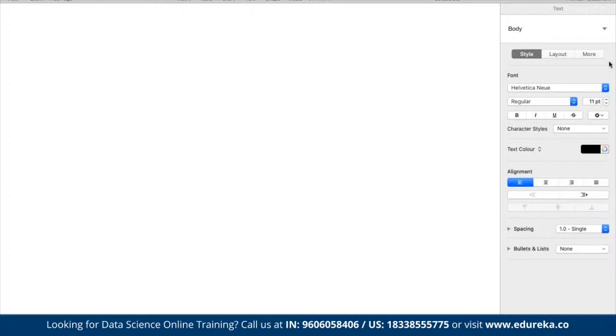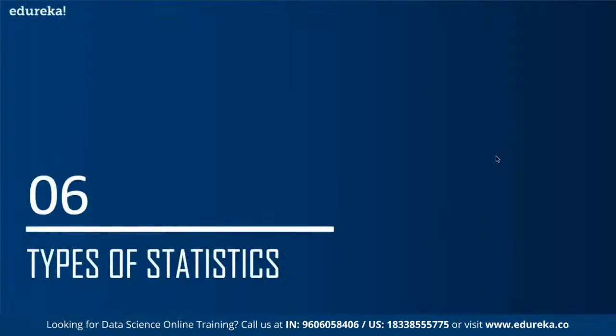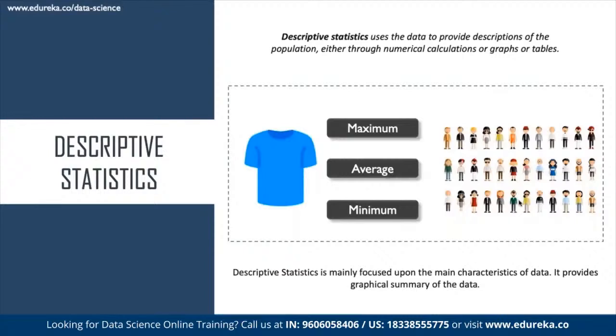Now let's understand the types of statistics. First of all, we have descriptive statistics. Basically we use this for describing the population, that means giving attributes. Suppose we want to define the maximum value, average value, or minimum value for any given population, then we can use descriptive statistics for that purpose, right?